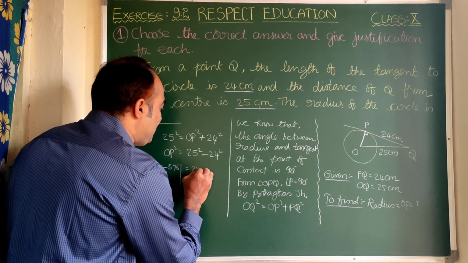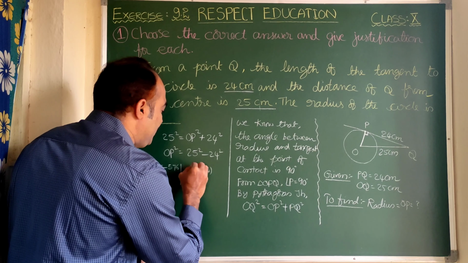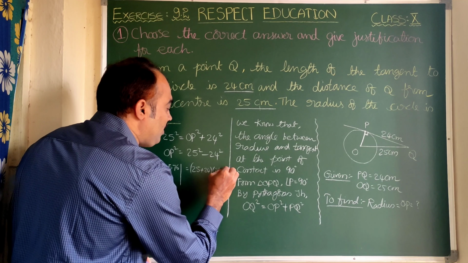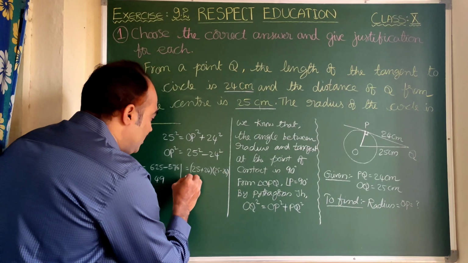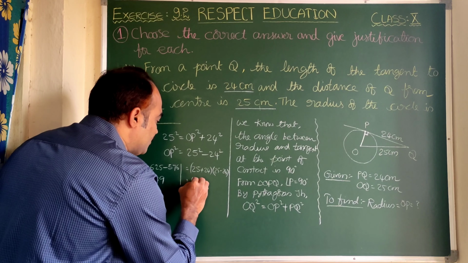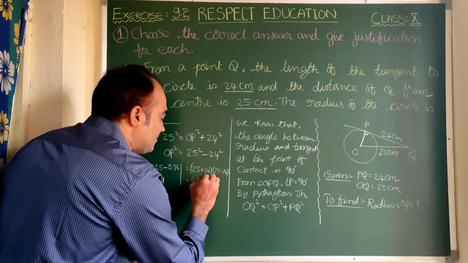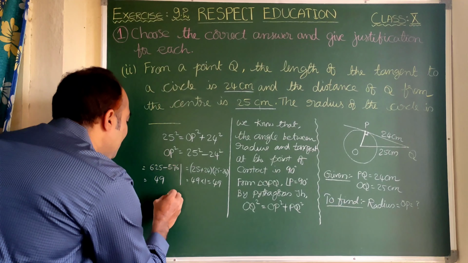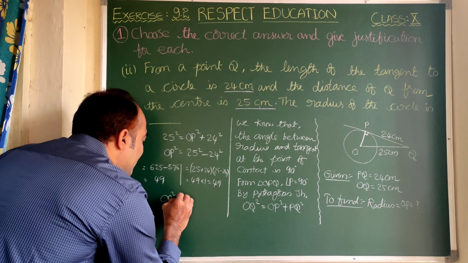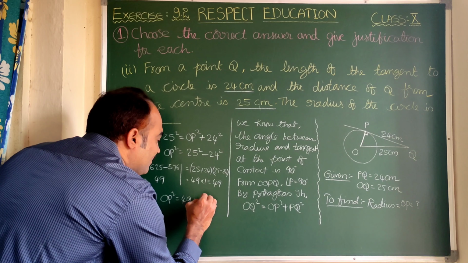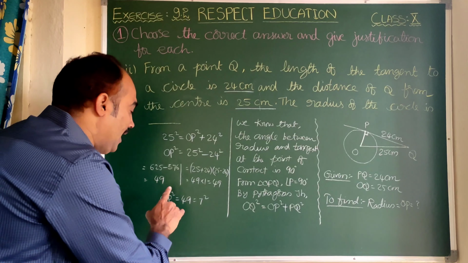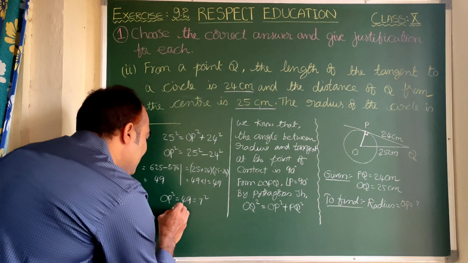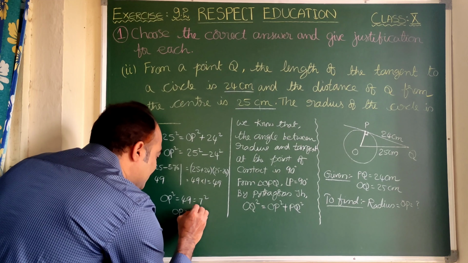So a plus b means 25 plus 24, into a minus b, 25 minus 24. So it is 25 plus 24 is 49, into this is 1. So this is also 49. You can do any one of the methods. So finally OP square is 49. 49 can be written as 7 square. So by applying square roots both the sides, we get OP is equal to 7.